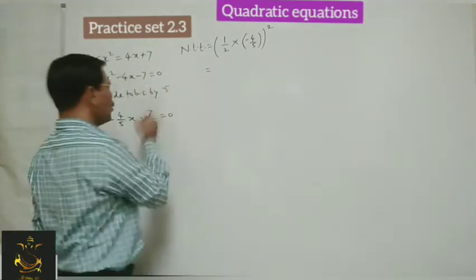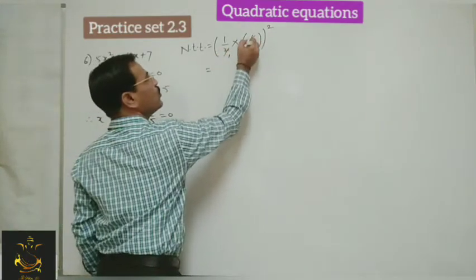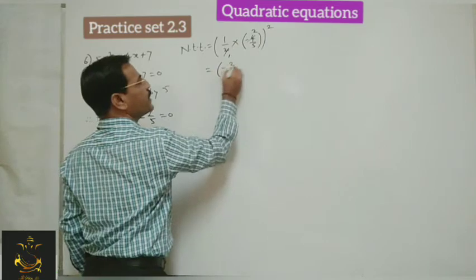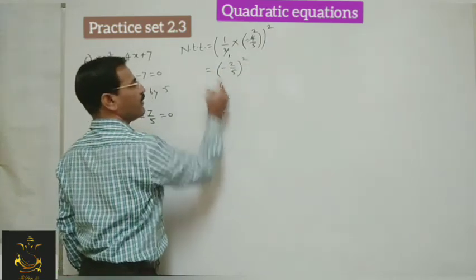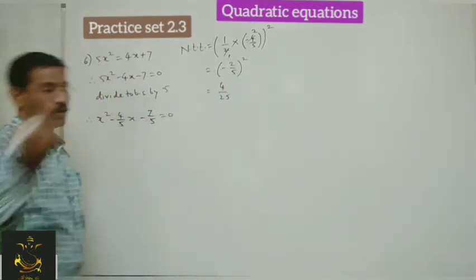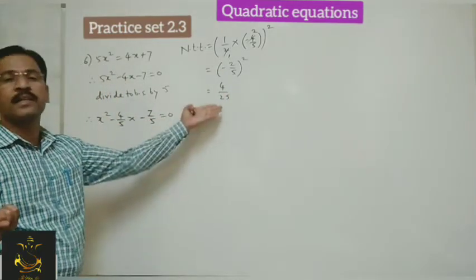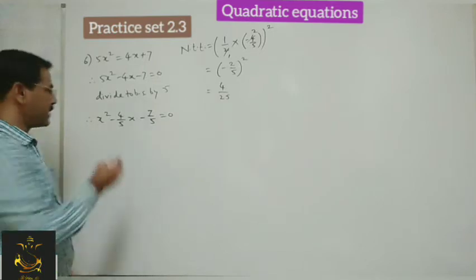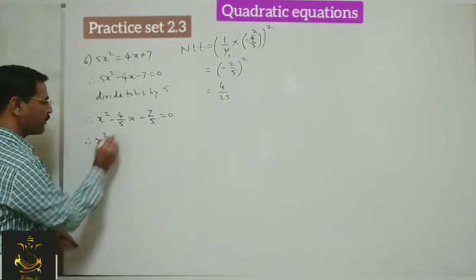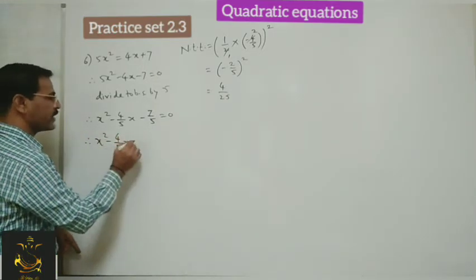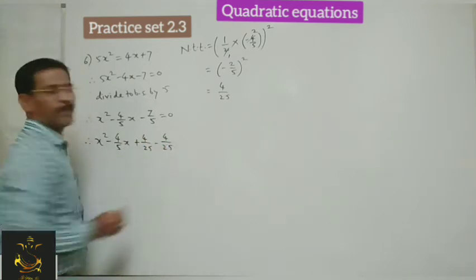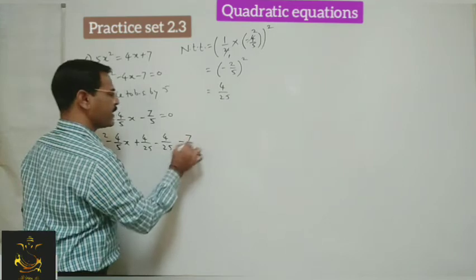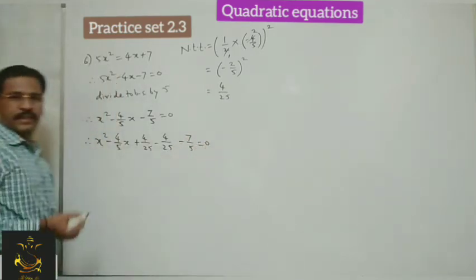It is divisible. Look here. 2 ones are 2, 2 twos are 4. How much is it? Minus 2 upon 5 bracket square. Here it is 4 upon 25. The square of a minus sign is obviously plus. So this is the term which we have to add and subtract. What will we get here now? X square minus 4 upon 5x plus 4 upon 25 minus 4 upon 25, and this is minus 7 upon 5 as it is.